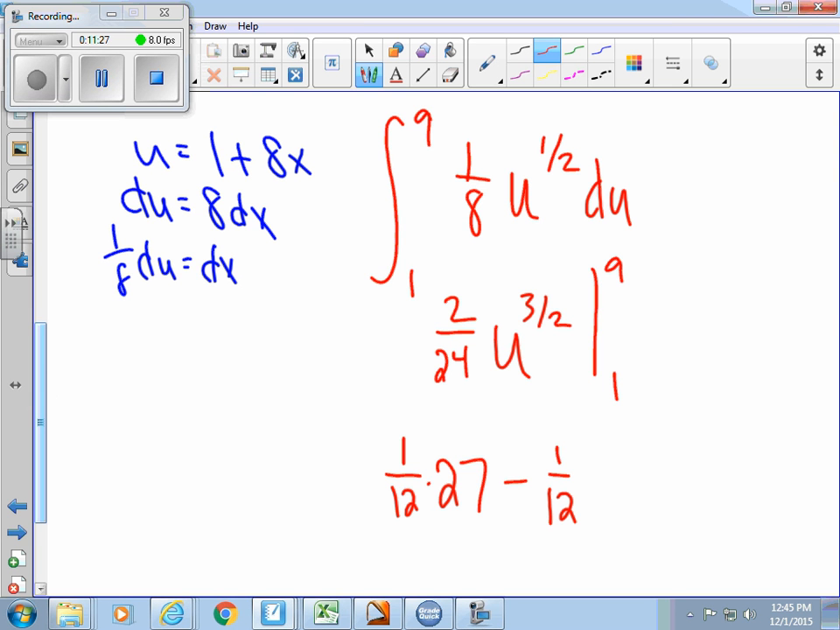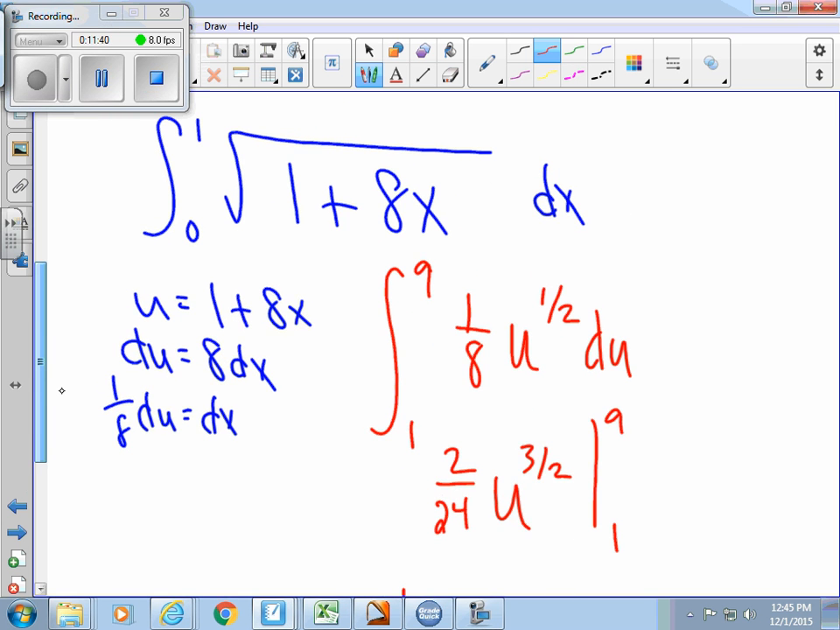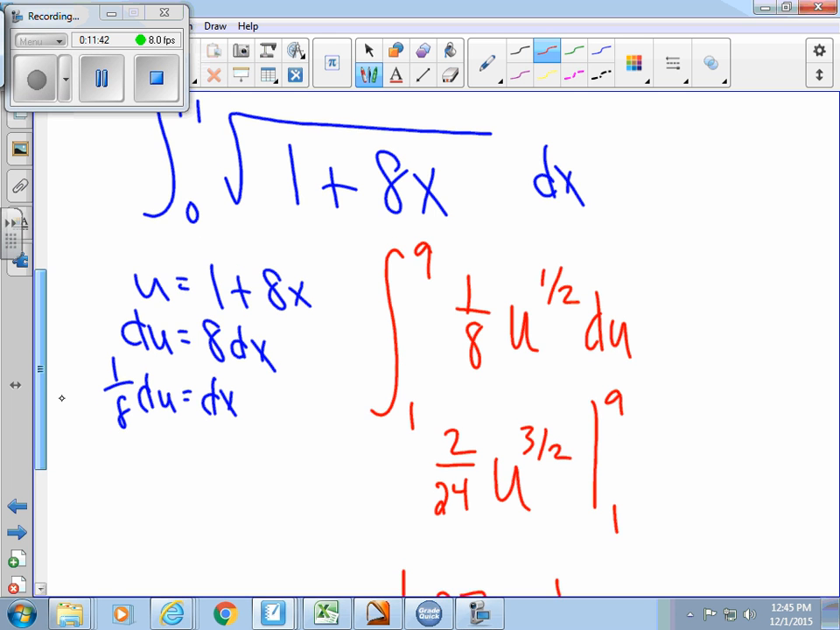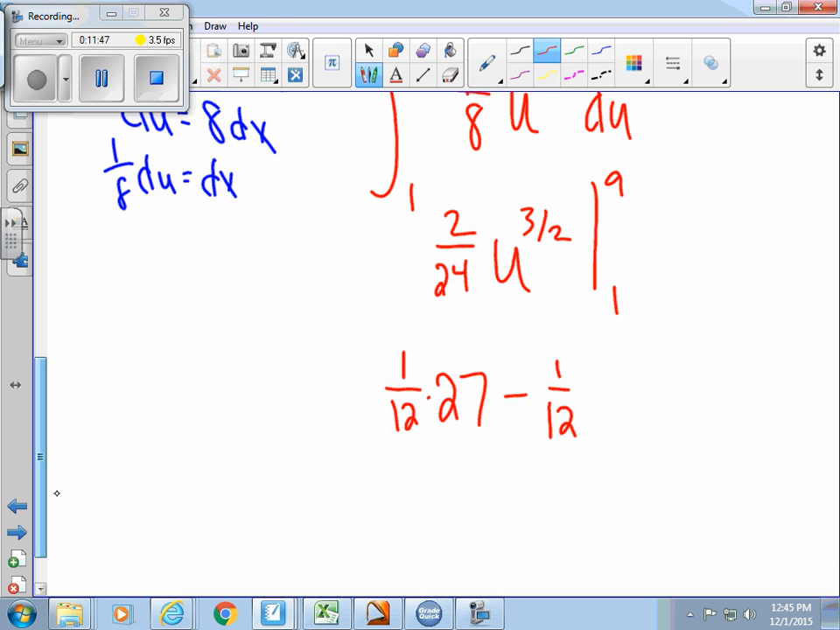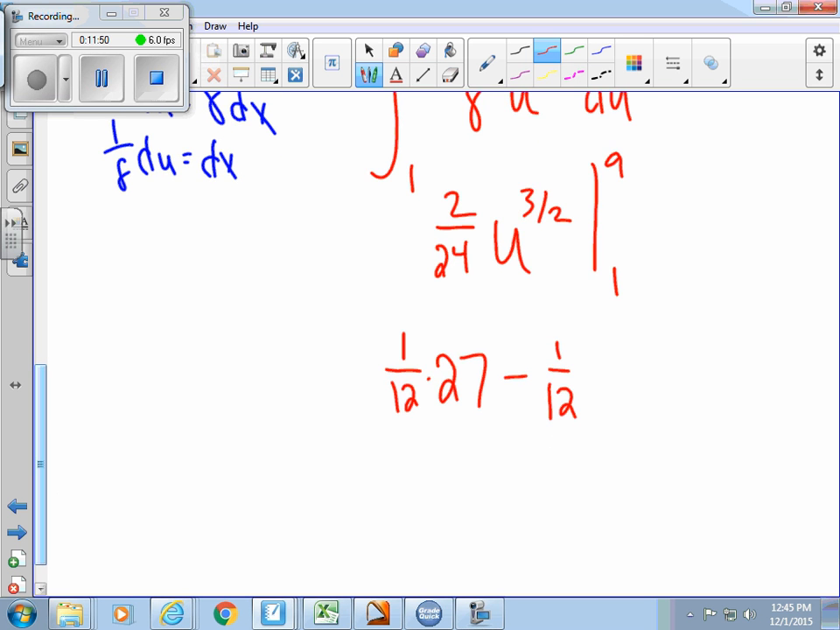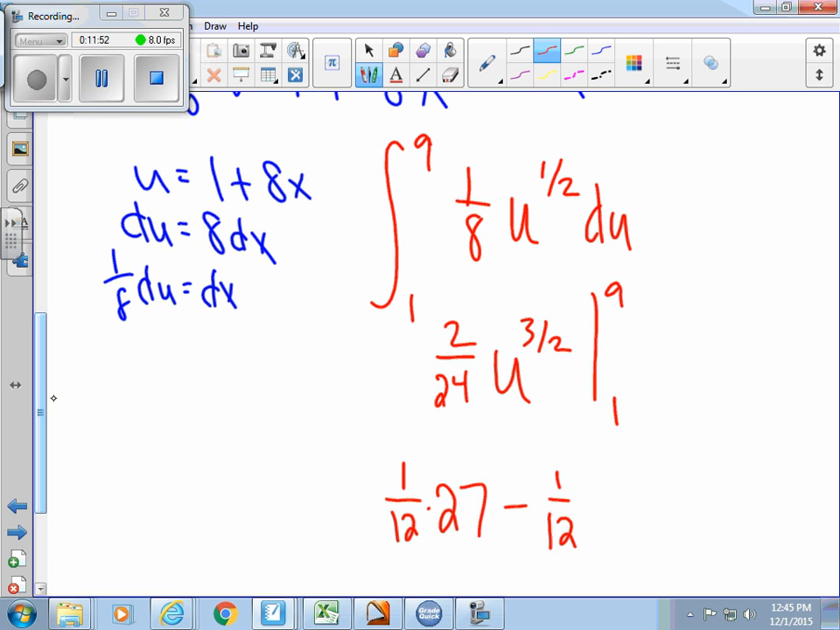Are you wondering about the 2/24? No, I'm wondering about the 1/2. I added 1 to the power. It was a square root. So I rewrote it as a 1/2 power. So the way you got the 27 was you plugged it back in with the u, or did you plug the u back in? I plugged a 9 in for u. Because I changed the limits. Okay. So I can take care of all of that.